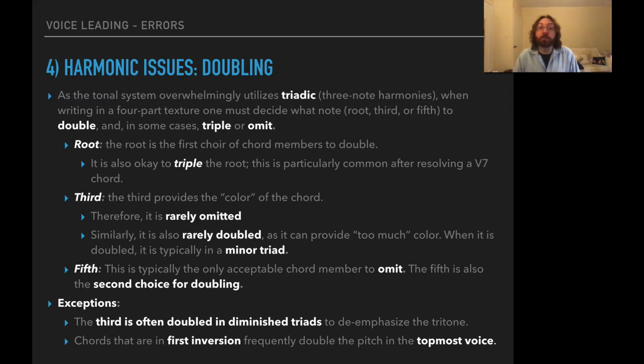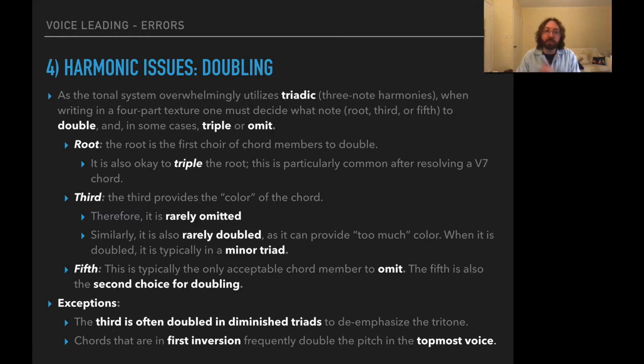So we're moving on now to harmonic issues, specifically about doubling. As the tonal system overwhelmingly utilizes triadic or three-note harmonies, when writing in a four-part texture one must decide what note, either the root, third, or fifth, to double. And in some cases, you'll even triple one of them and omit the others.